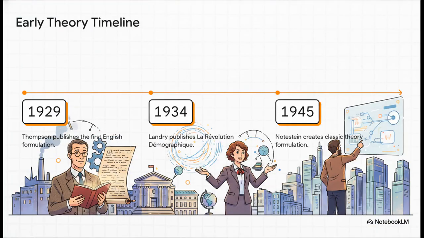If we track the timeline here, we start with Thompson in 1929. But curiously enough, his work wasn't really picked up in the English literature for about 15 years. Meanwhile, over in France in 1934, a scholar named Adolphe Landry was actually developing the exact same basic ideas completely independently. But it wasn't until 1945 that Frank Notestein finally gave us the classic formulation of the theory that demographers still rely on today, officially tying the whole demographic transition to urban industrial society.